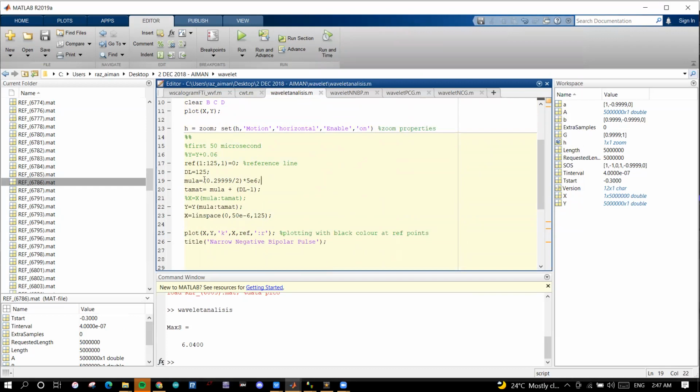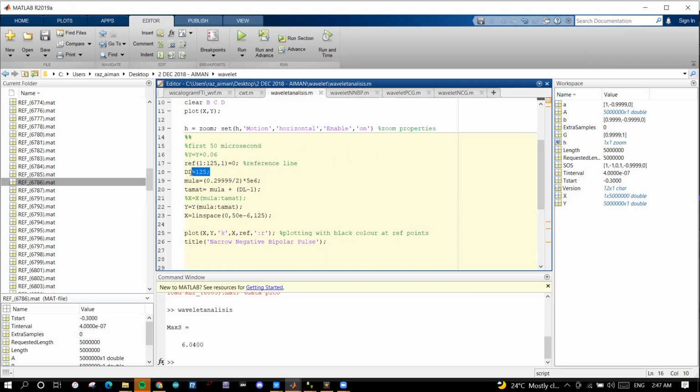So the number here is the starting point. It's the starting point of the analysis, I mean, the window size. Okay, the starting point of the window size. Okay, I want the window size to be only 50 microseconds. So I set it to be 50 microseconds only.